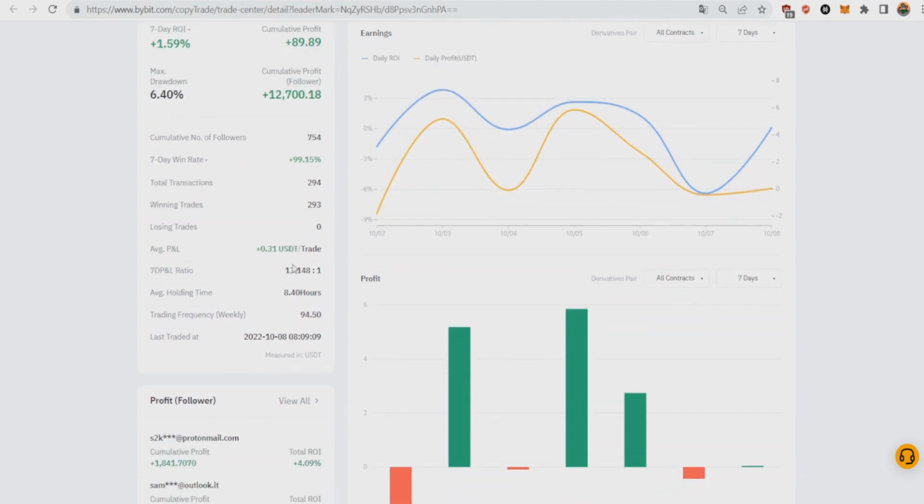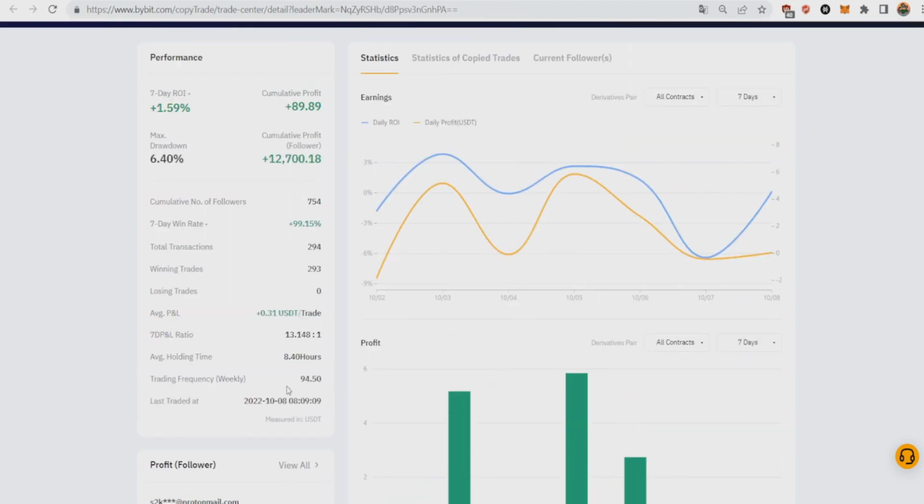Another really important thing is average holding time. This means how long he holds an open trade. The lower this amount, the better. Otherwise, they're gonna just stack a lot of trades and you will need a lot of money. So this guy holds on average 8 hours a trade open, which is definitely amazing.